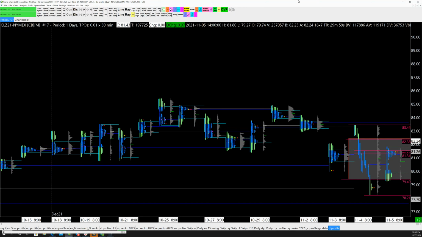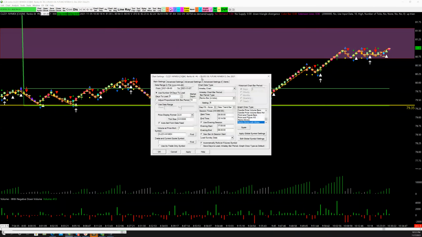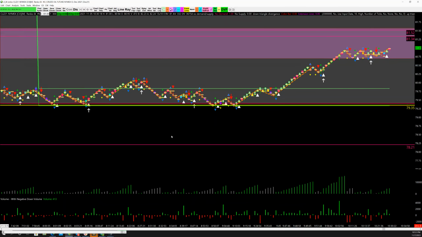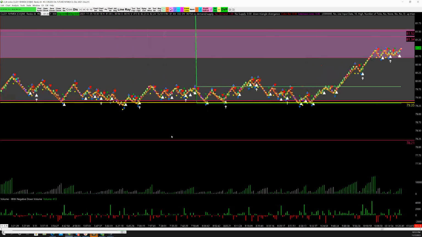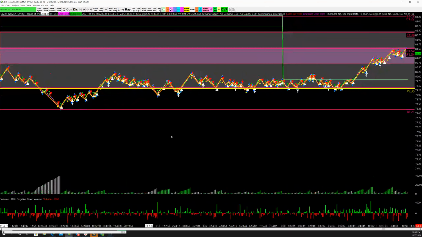So this is chart number 17. I'll slide that over. And then I'm going to hit F5, advanced setting. Let's take this off. Okay, and that's what it looks like. And that was at 75.32.